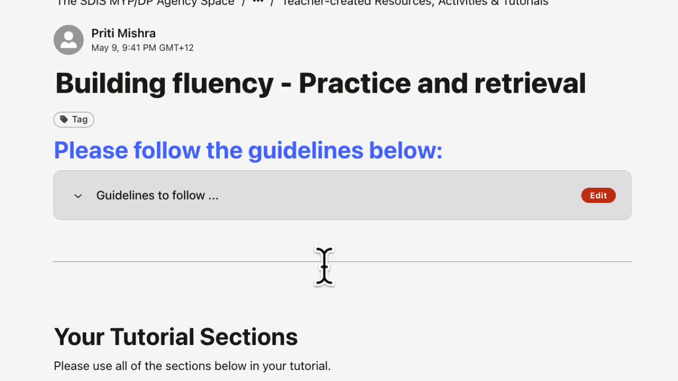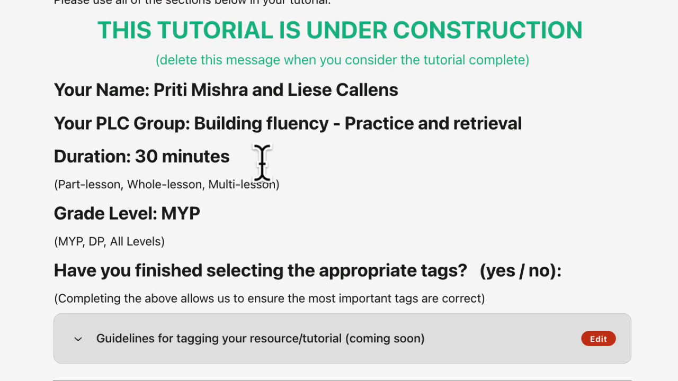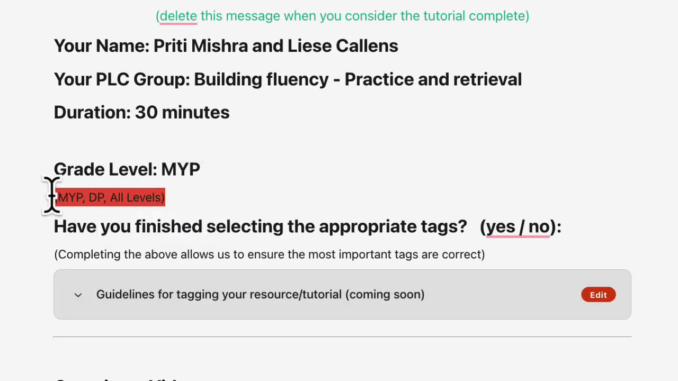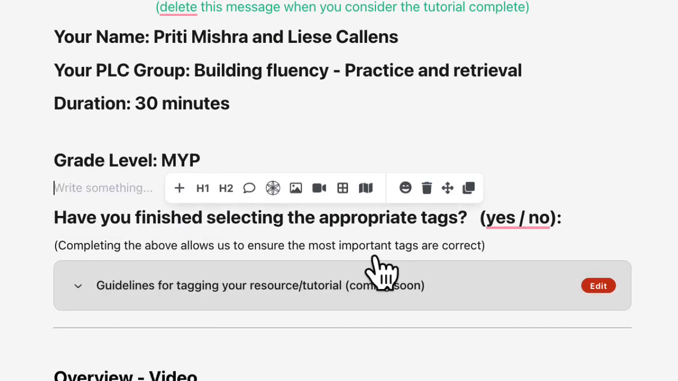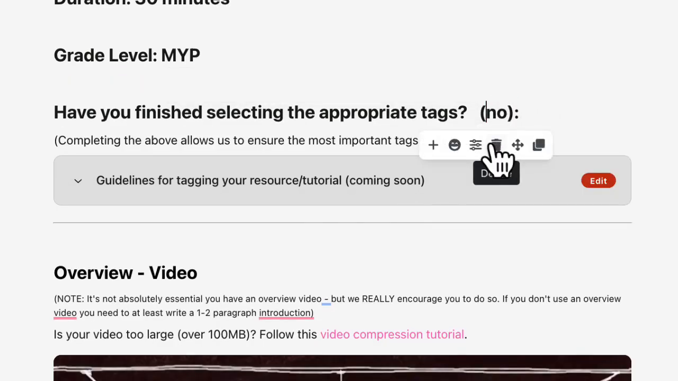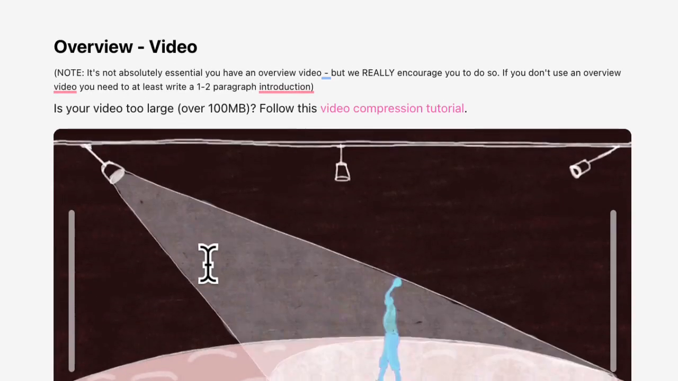Next one, building fluency, practice and retrieval. So again, it's 30 minutes, so we know it's a part lesson. We know it's MYP. And we don't have, so that's the last one I'll do. This is the last time I'll do those things there.